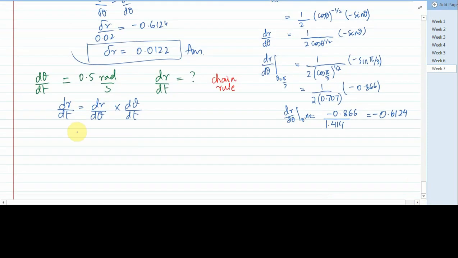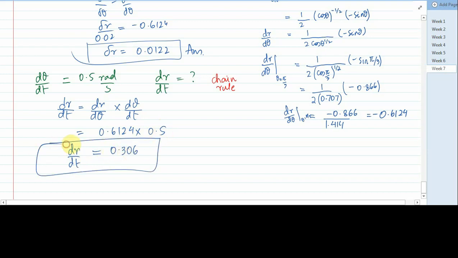Now dr over d theta we had already found out, it's 0.6124, times d theta over dt, which is already given as 0.5. When you multiply these two you will get dr over dt, and that is 0.306. That is your answer for dr over dt. Alright, so you have a time of 40 seconds, I think quite enough to note down its solution. So start.